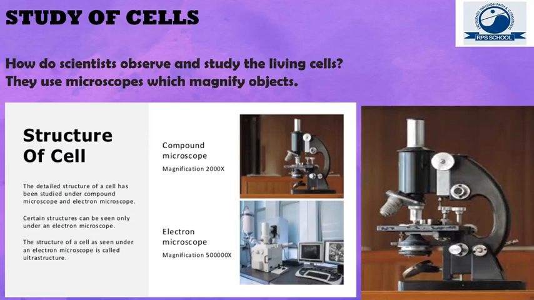The detailed structure of a cell and functions of its various parts were discovered only after the invention of the electron microscope and compound microscope. Certain structures can be seen only under an electron microscope. The structure of a cell as seen under an electron microscope is called ultrastructure. The magnification of a compound microscope is 2000 times, and the magnification of an electron microscope is around 5 lakh times.